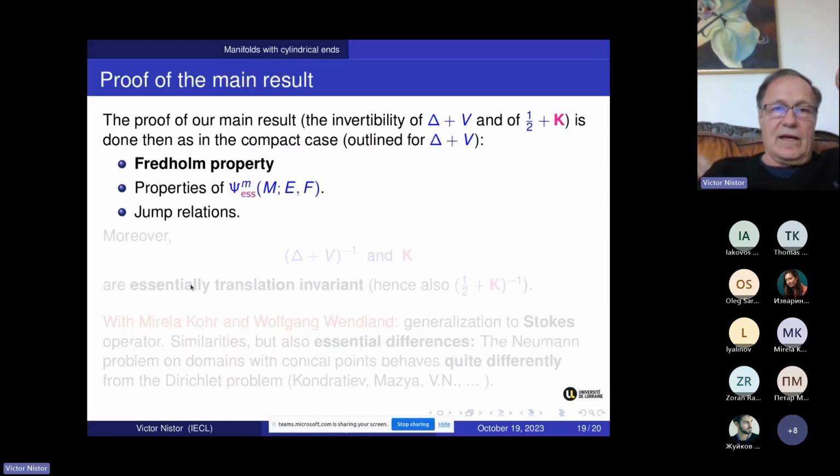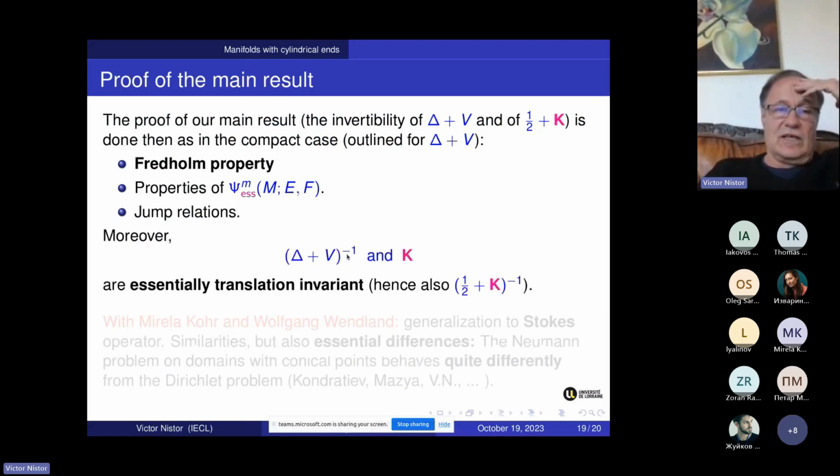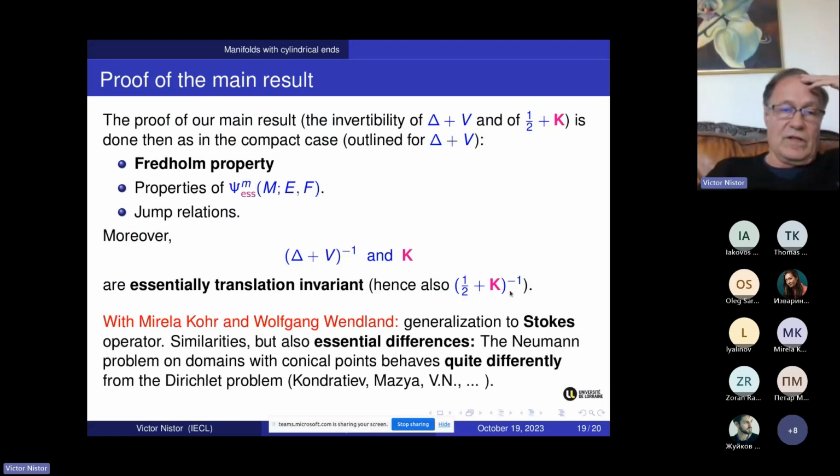Okay, then our result will work in a similar way. We prove the Fredholm property based on this result. We use the jump relations, and we arrive at the fact that delta plus V minus 1 and K are essentially translation invariant. Then by spectral invariance, the inverse of 1/2 plus K is essentially translation invariant as well.